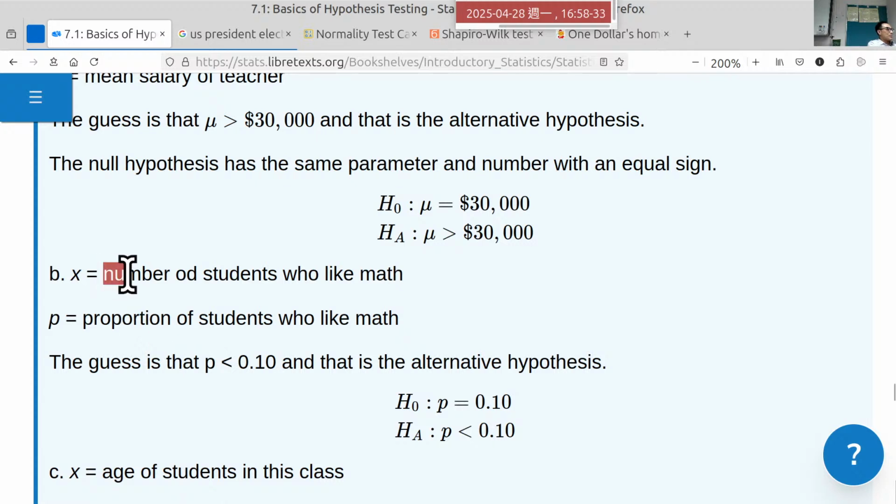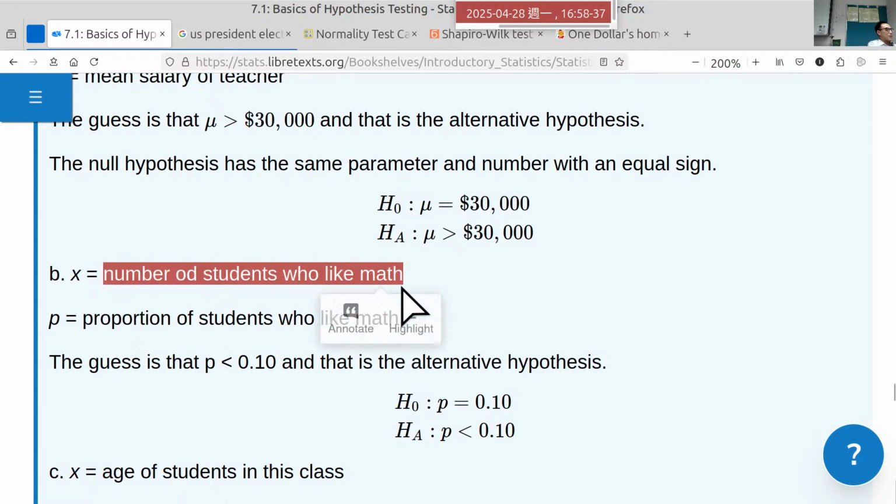X, the number of students who like math. One minute, please.